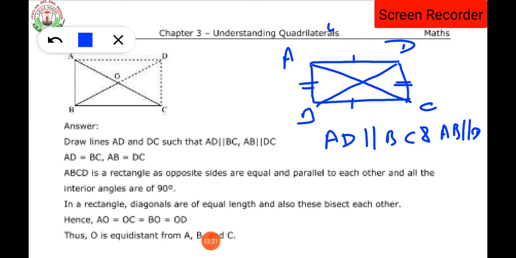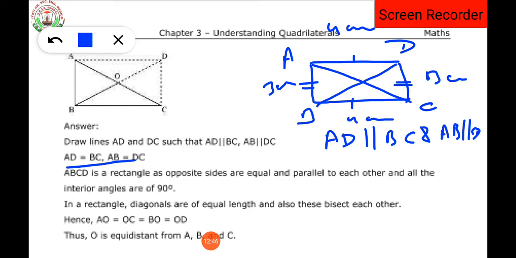Now if AD is 4 centimeter and since it is parallel, that means BC is also 4 centimeter. If AB is 3 centimeter, then CD will also be equal to 3 centimeter. Why is it so? It is so because the opposite sides are parallel to each other. So that's why here AD will be equal to BC and AB is equal to DC.